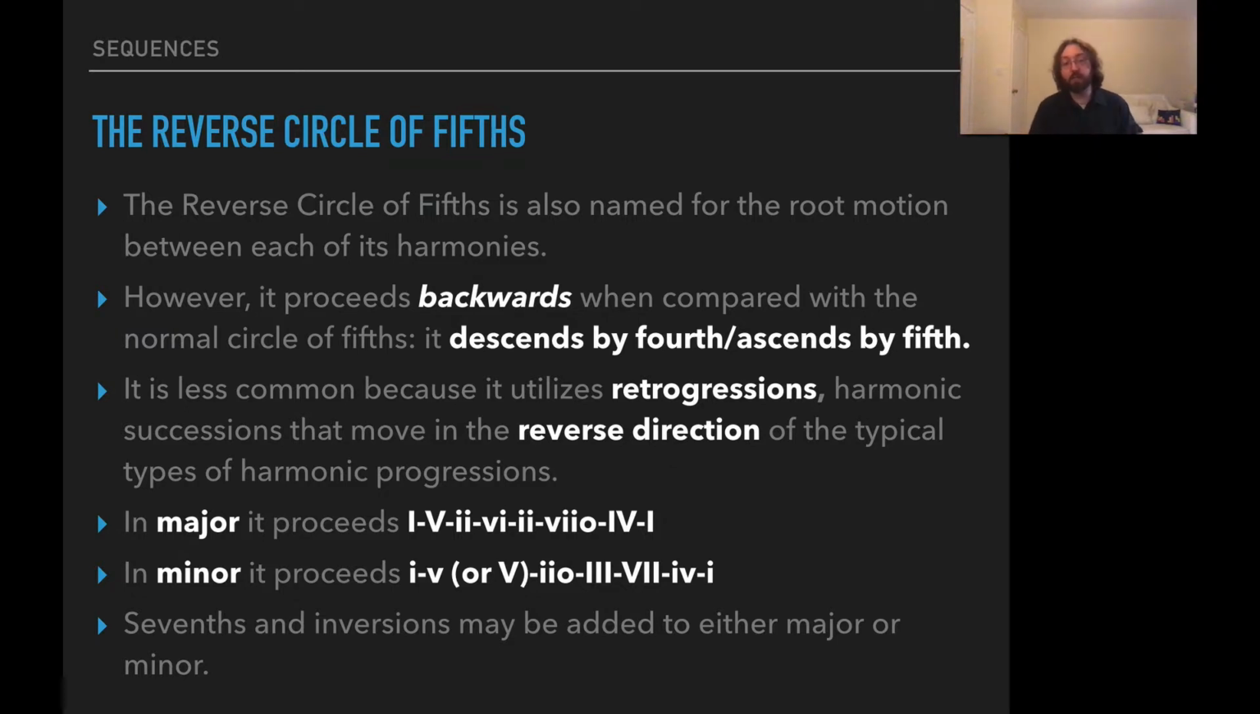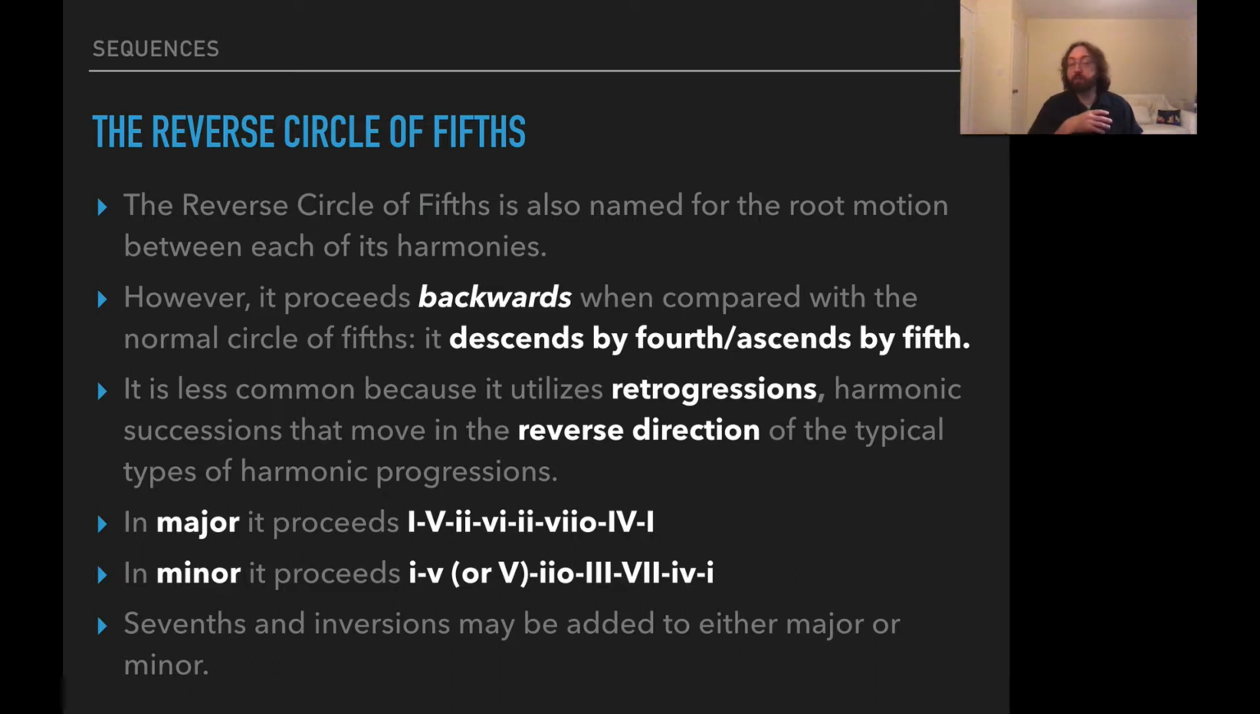And then in minor, it would sound like this. Oh, that sounds real funky. 1 to minor 5 to diminished 2, and then onwards, I accidentally left out 6, 6 to 3 to 7 to 4 to 1. So you can see how that is a little rough on the ears, and it could be less common.